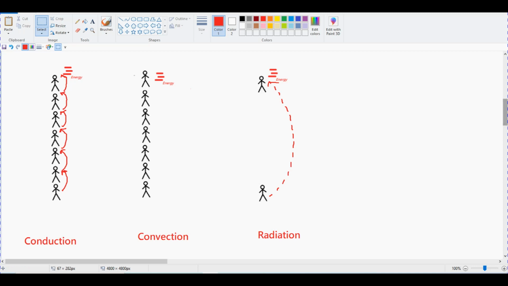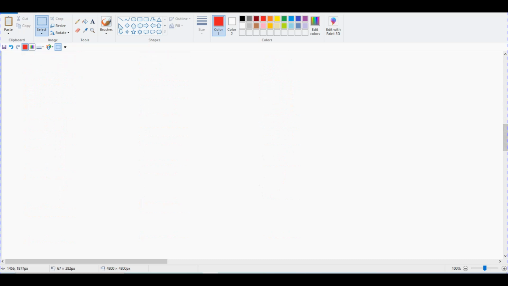So that's radiation. The next question is, how did scientists discover that kind of heat transfer in radiation? How did scientists know there must be this kind of heat transfer? This is something we feel every day. Let's say we are on the Earth, so this is our Earth. We know where most of the energy comes from. Most of the energy on Earth actually comes from the sun.